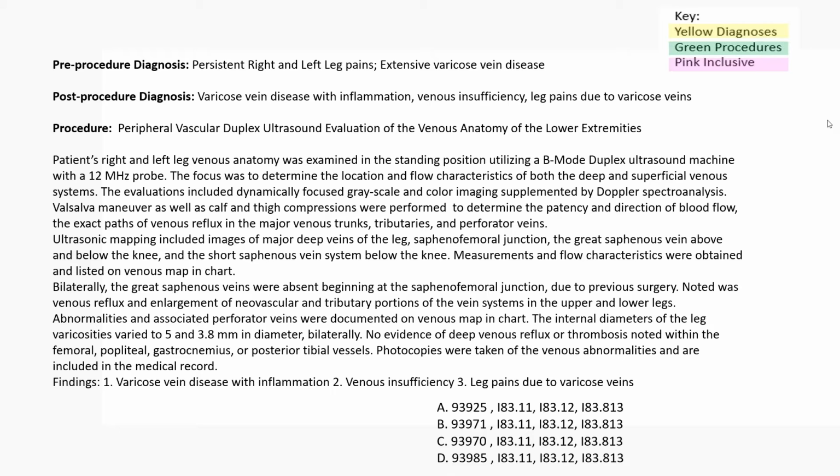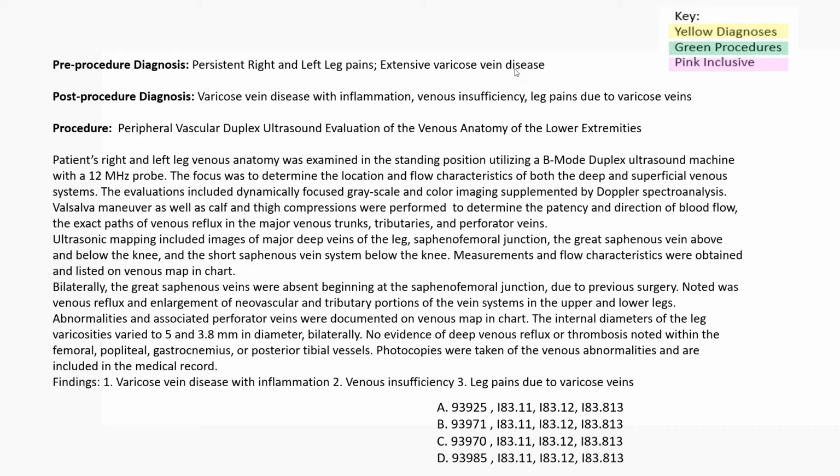Post-procedure diagnosis: varicose vein disease with inflammation, venous insufficiency, leg pains due to varicose veins. Procedure: peripheral vascular duplex ultrasound evaluation of the venous anatomy of the lower extremities. Patient's right and left leg venous anatomy was examined in the standing position utilizing a B-mode duplex ultrasound machine with a 12 MHz probe. The focus was to determine the location and flow characteristics of both the deep and superficial venous systems. The evaluation included dynamically focused grayscale and color imaging supplemented by Doppler spectroanalysis. Valsalva maneuver as well as cuff and thigh compressions were performed to determine the patency and direction of blood flow. The exact paths of venous reflux in the major venous trunks, tributaries, and perforator veins.